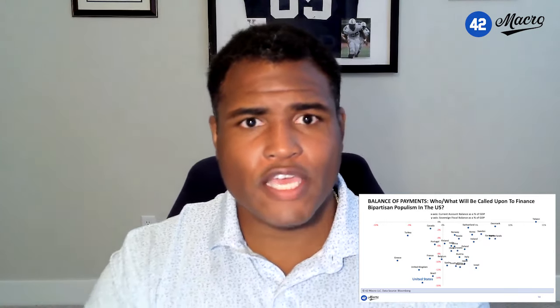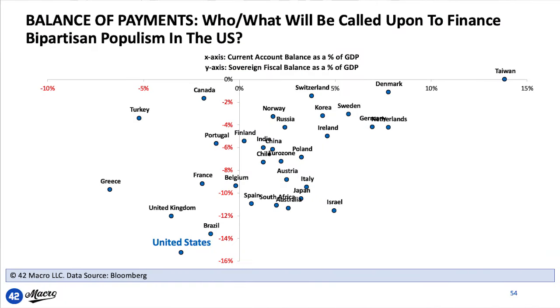On slide 54, looking at balance of payments from a secular perspective. This is a really interesting chart. The x-axis shows the current account balance as a percent of GDP. The y-axis shows the sovereign fiscal balance as a percent of GDP, and the U.S. dot is down there all by its lonesome. It's got a buddy in Brazil, maybe a cousin in the U.K., but it's down there by itself, really, in terms of its fiscal balance and the current account deficit.